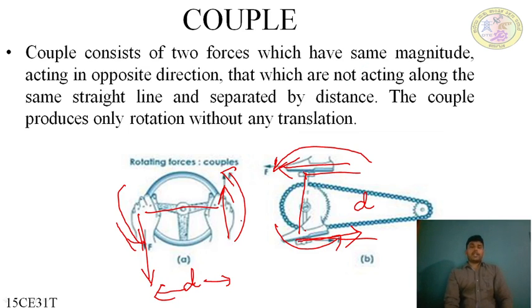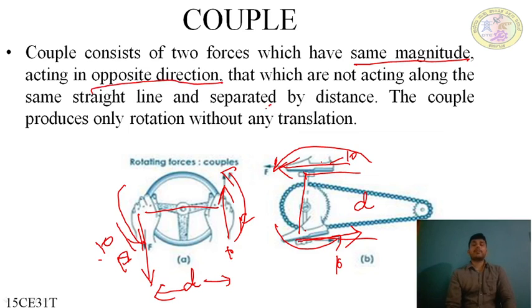The couple has the same magnitude: force F is equal to F. For example, if we apply a force of 10 newton here, we also apply a force of 10 newton here. In the same case, here we apply 10 newton and here also 10 newton, so they have the same magnitude. A couple has forces of the same magnitude acting in opposite directions. This is very important: they act in opposite directions and are separated by a distance.